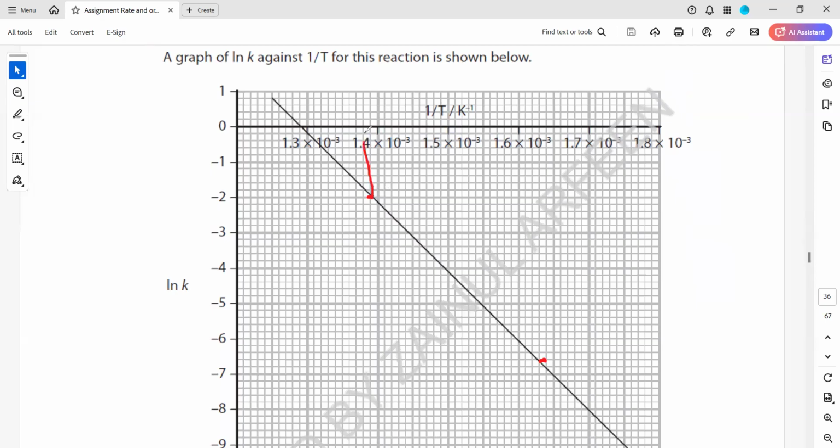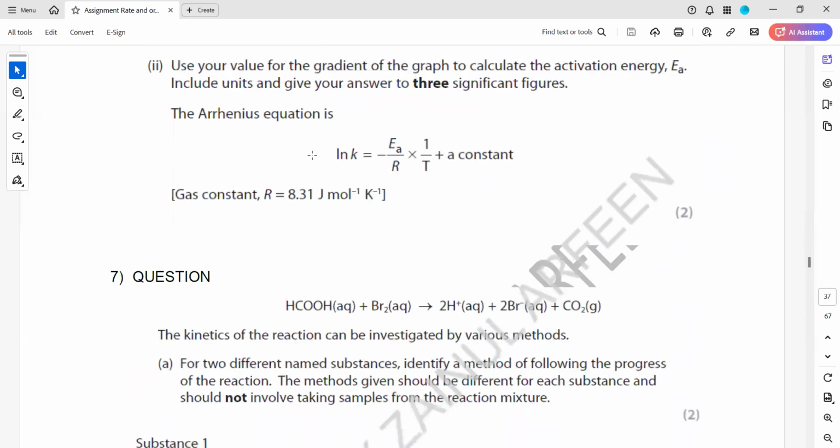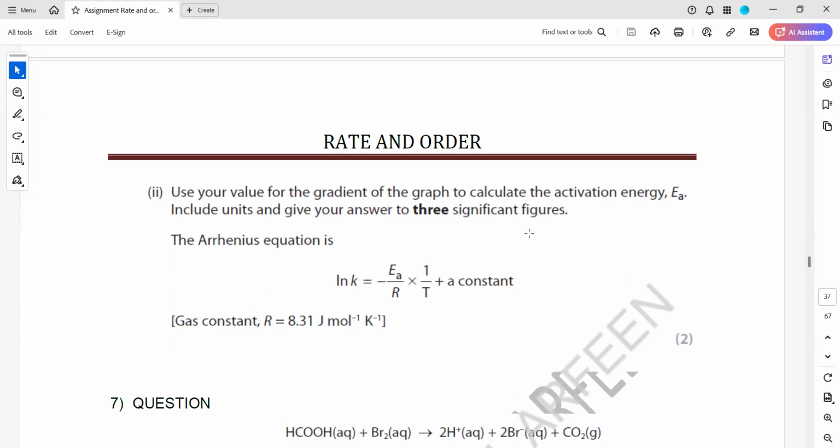So first point on x-axis will be x1, first point on y-axis y1, then x2 and y2. So y2 minus y1 over x2 minus x1 will give us the gradient of this graph. Then use your value of the gradient to calculate the activation energy. They will always give the Arrhenius equation in the question, right? The Arrhenius equation will be given to you. You don't have to memorize it, but when you do the questions, you will get used to this equation.